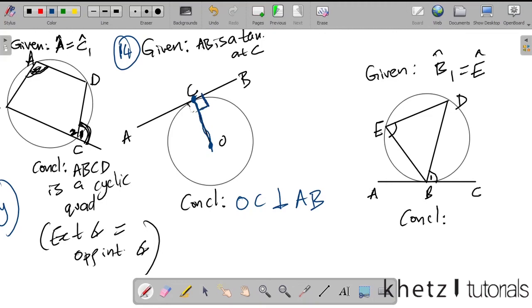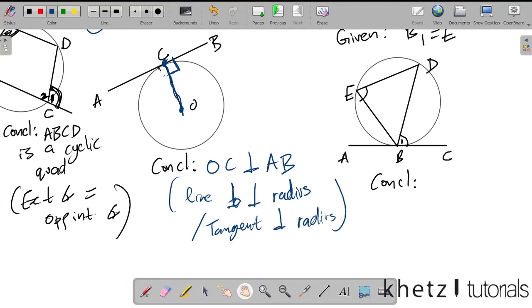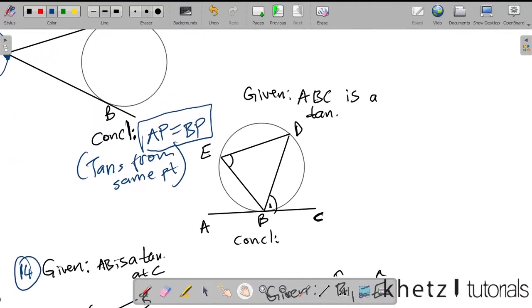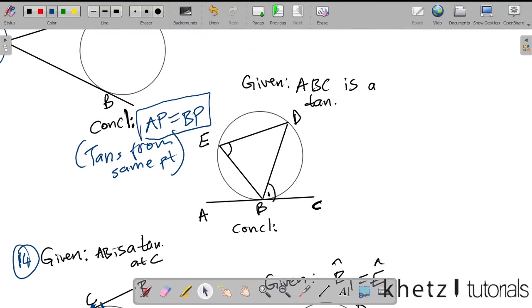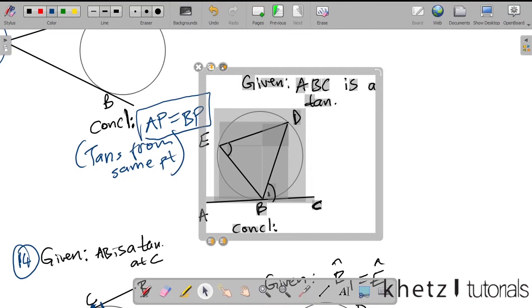And the reason for that would be line perpendicular to radius, or we can say tangent perpendicular to radius. That is what we can basically say, right? So that is what we have over there, and we can now move on to number 15, which is what we have over there.